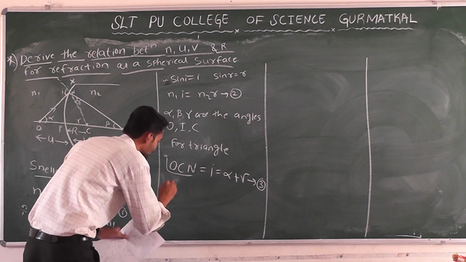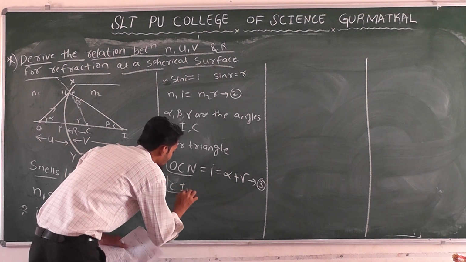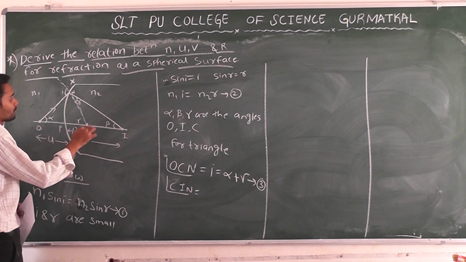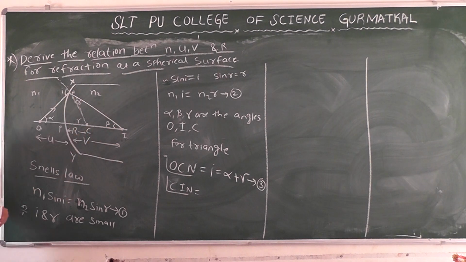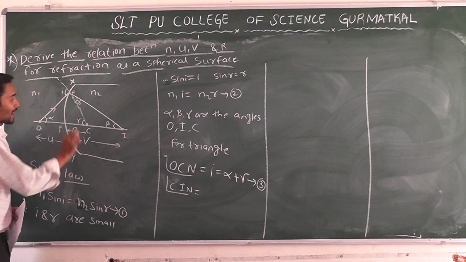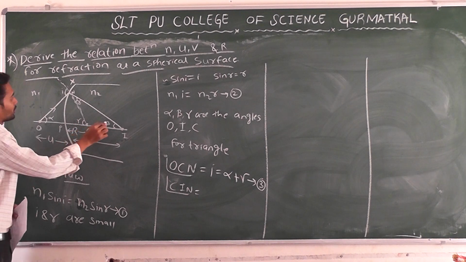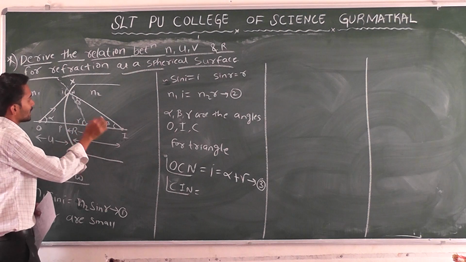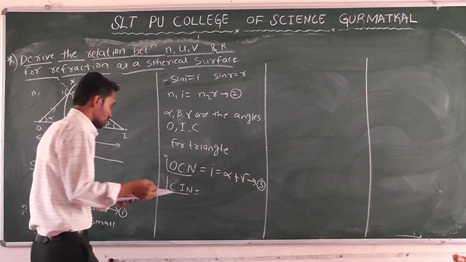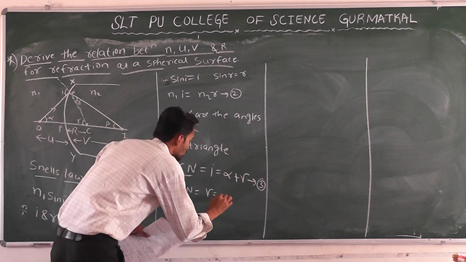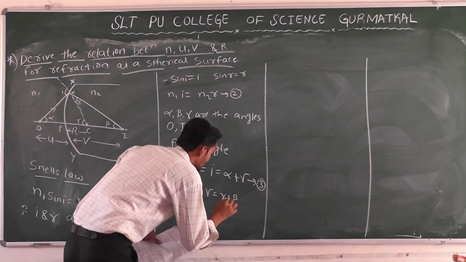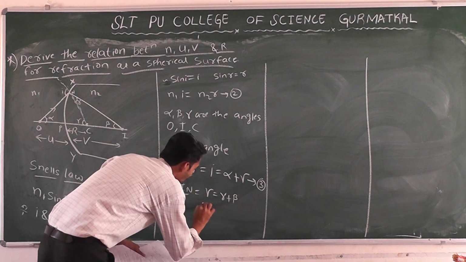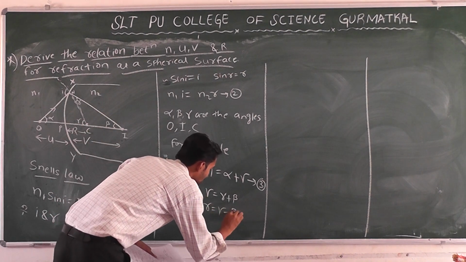Next, consider the triangle CIN. Where is the external angle? Here. Gamma is the exterior angle, and beta and R are the interior angles. So we are writing gamma is equal to R plus beta, or R is equal to gamma minus beta.